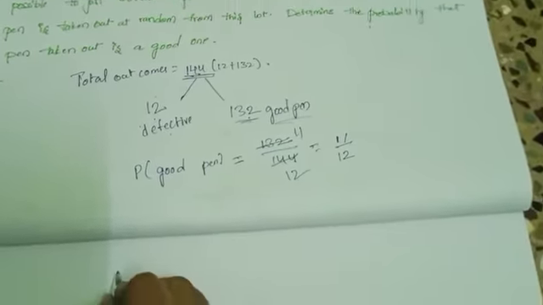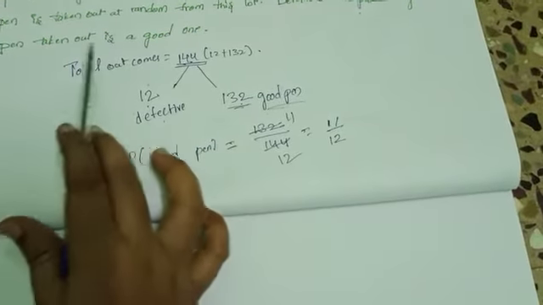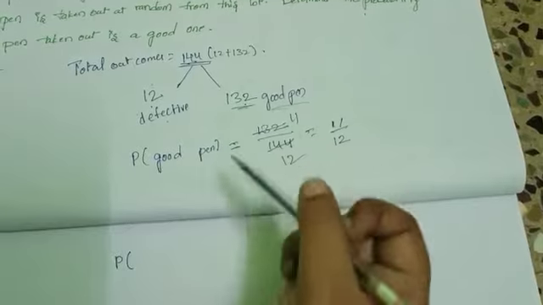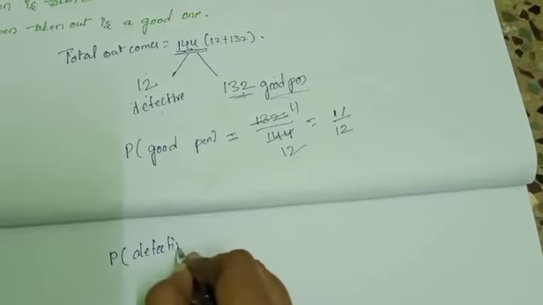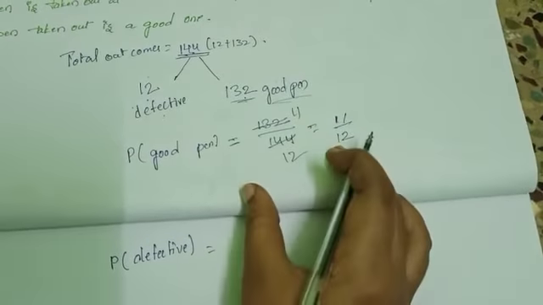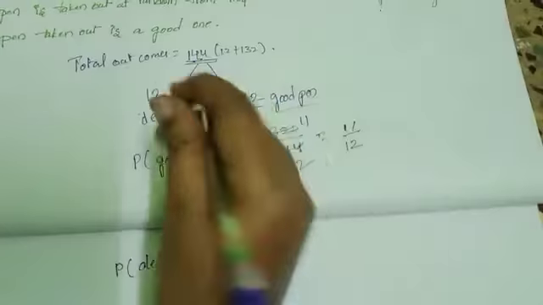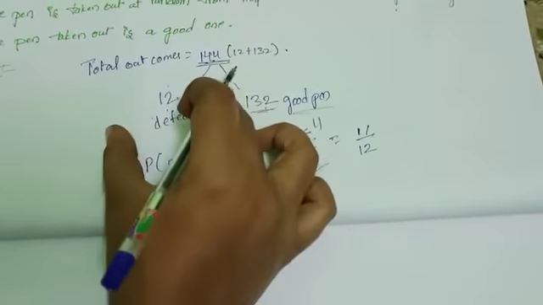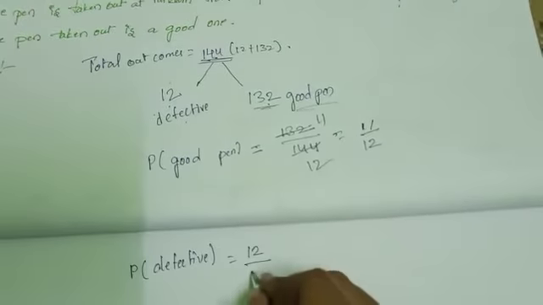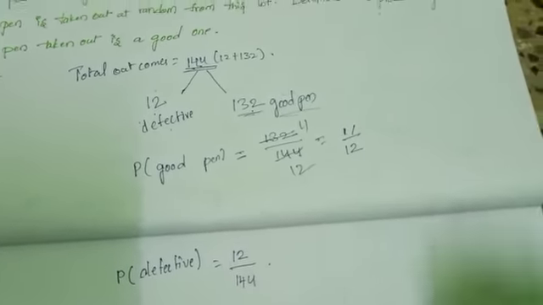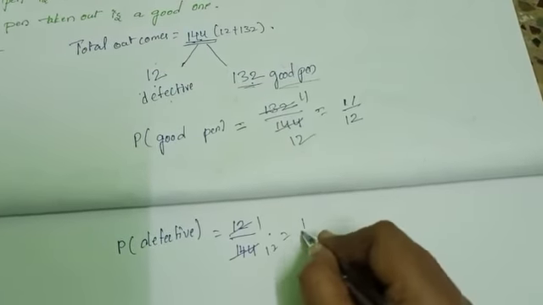Suppose the pen taken out is a defective one. Probability of defective equals the number of favorable outcomes. Here we want defective pens, 12. Favorable outcomes are 12 by total number of outcomes 144. 12 ones are 12, 12 twelves are 144, which is equal to 1 by 12.